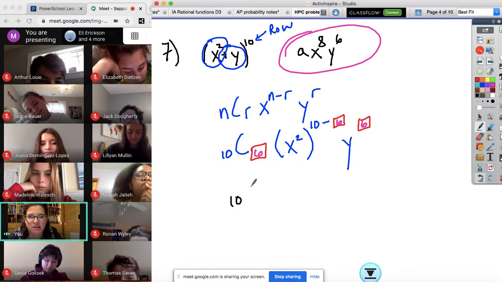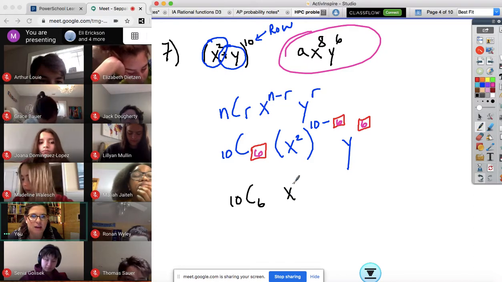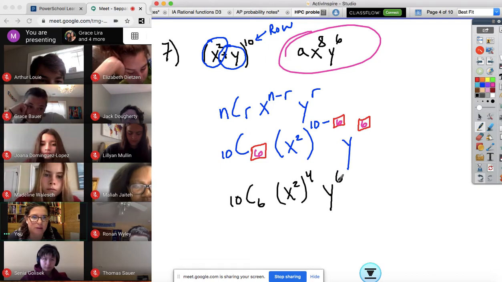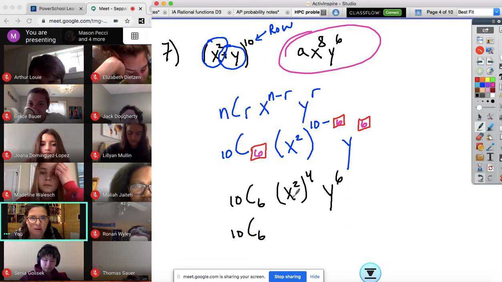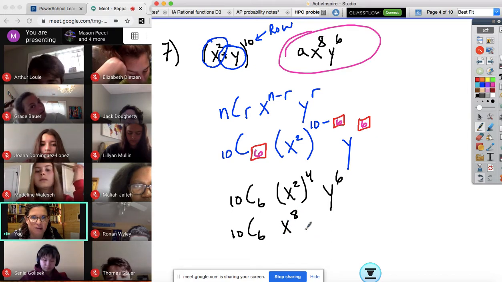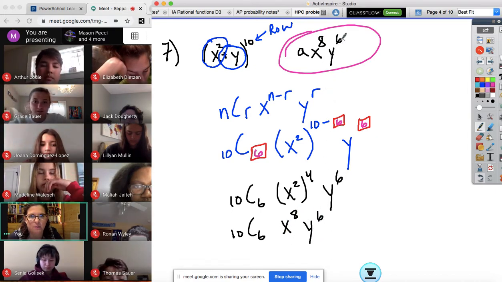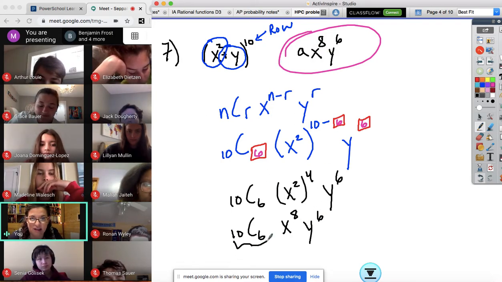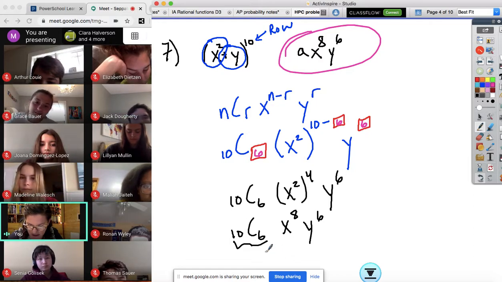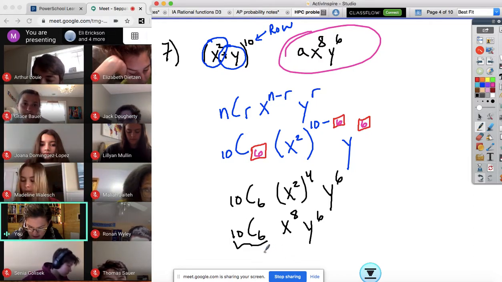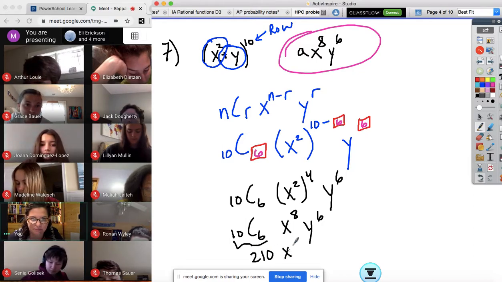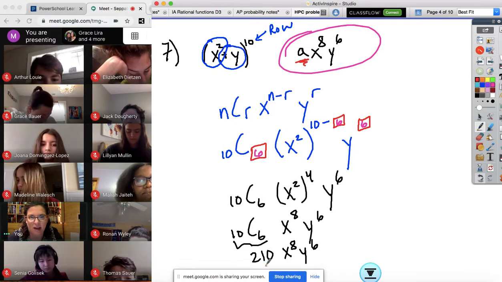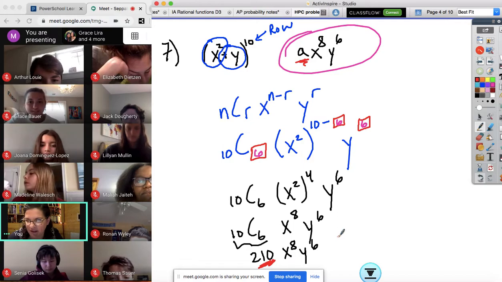So I'll have 10 choose 6. This will be x squared to the 10 minus 6, which is 4. And that'll be y to the 6. And then we multiply those exponents. That's where the x to the 8th comes from. And the y to the 6th. So you see how that's matching so far? And a is this 10 choose 6. So type that in your calculator. 10 choose 6, you get 210. So the question was asking, what is a? So a is 210. That would be the answer to the question.